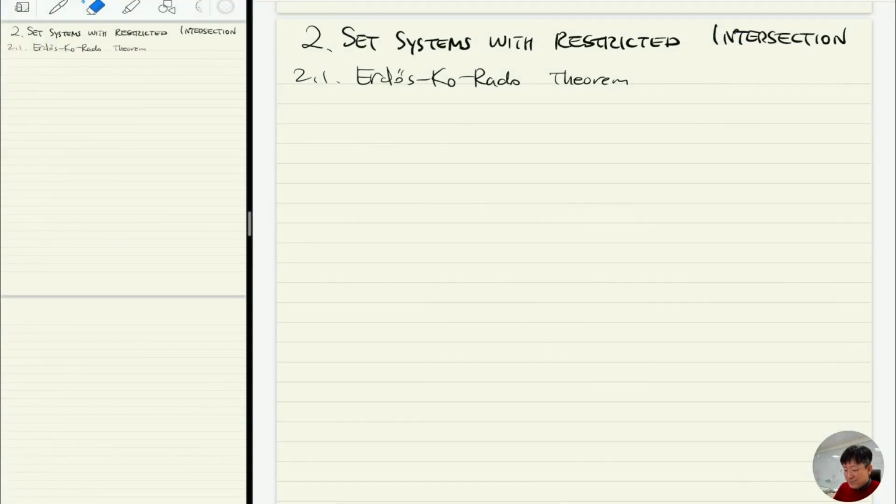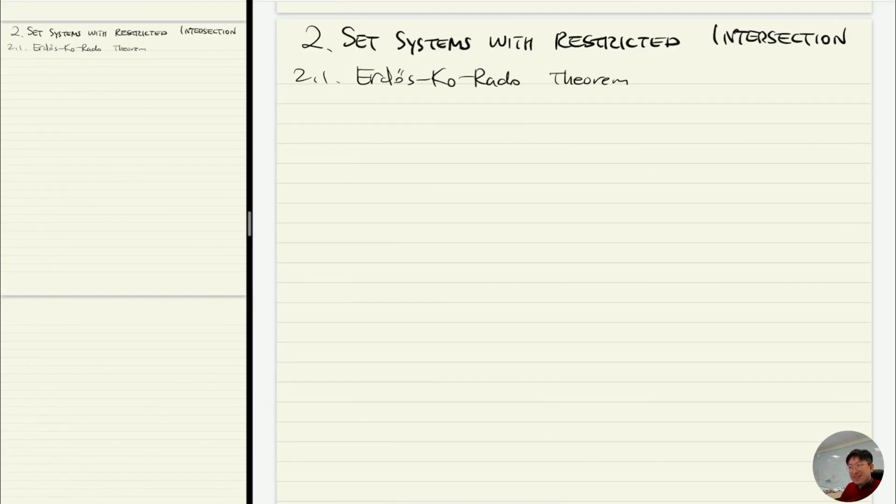Right, now we are beginning the next chapter. This is about set systems with restricted intersections. So we're going to spend a few weeks on several topics in this area. We are interested in set systems, so it's a collection of sets, a set of sets, such that the intersections between members have certain types.